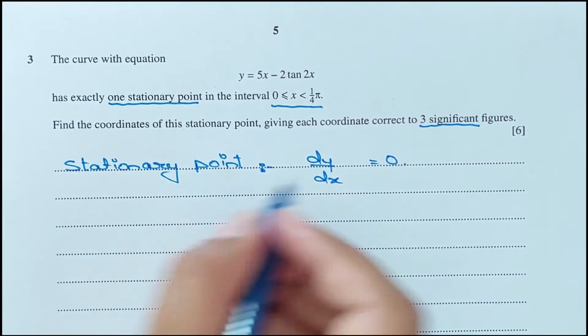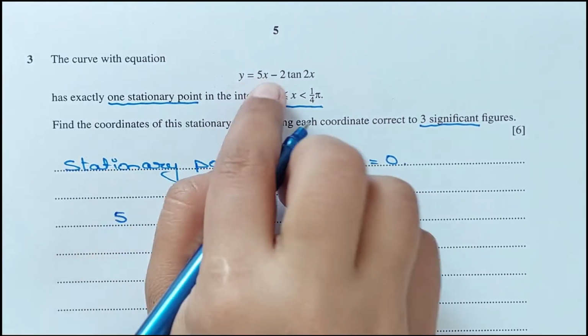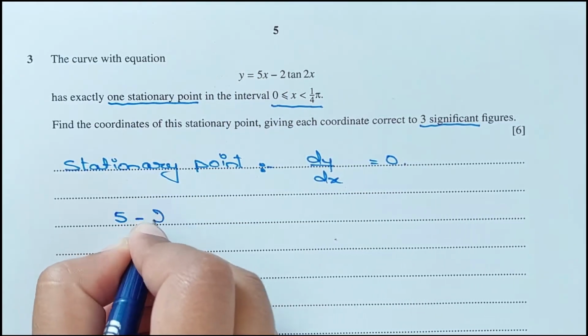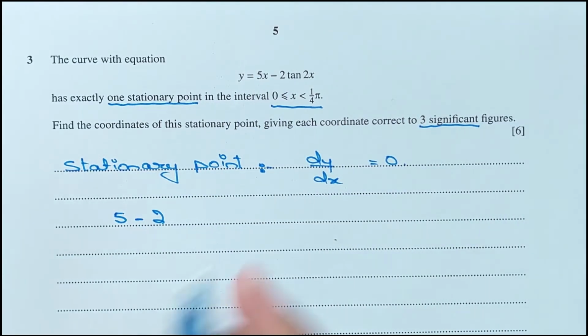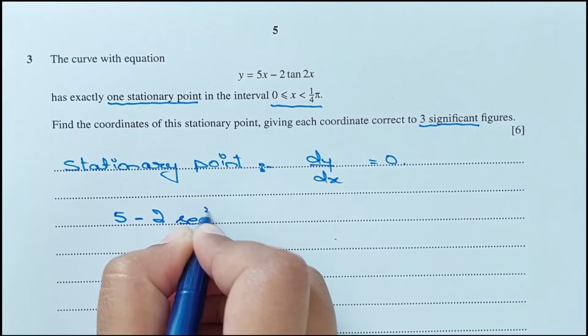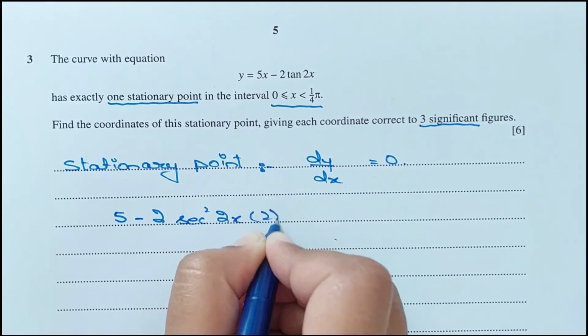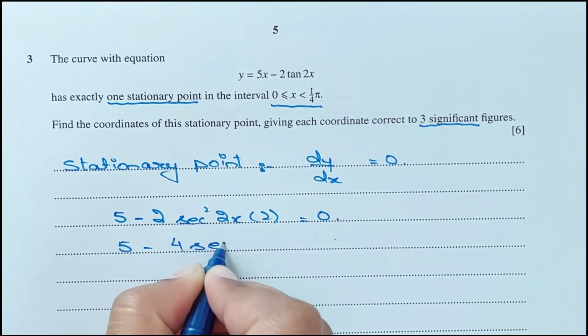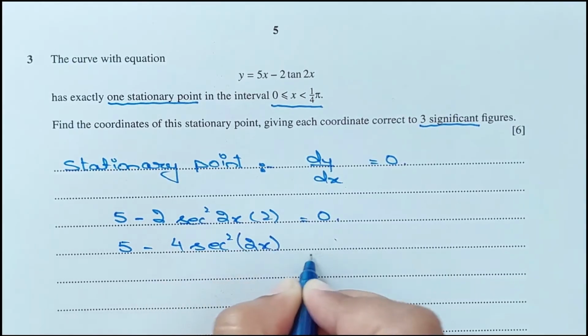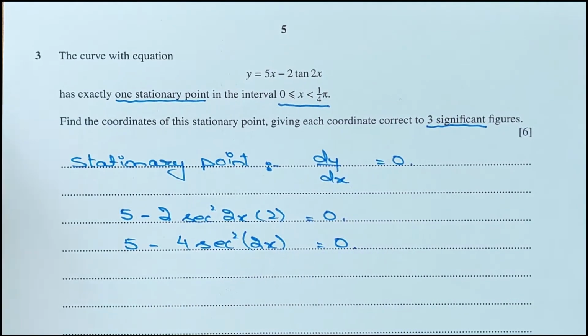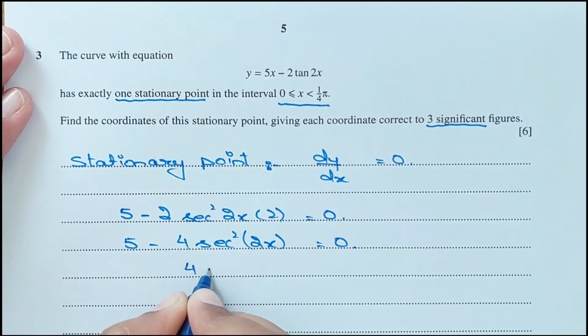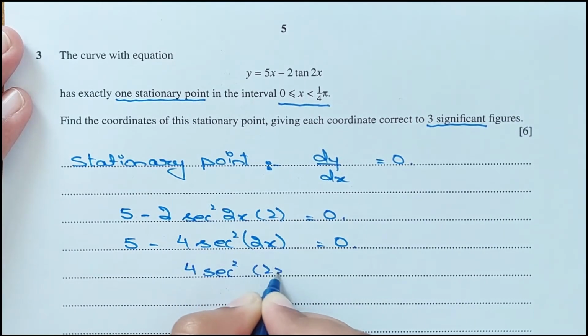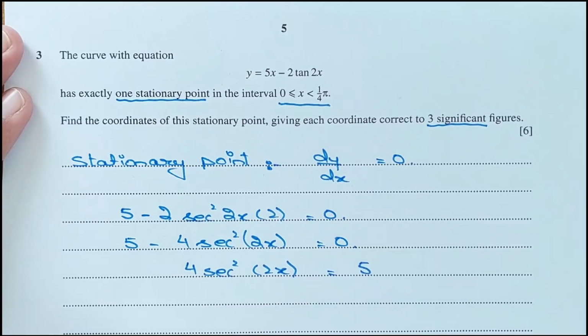So let me calculate dy by dx. So this is 5, and the x derivative is 1 minus 2. The derivative of tan x is secant square x. So here we have secant square 2x, and the derivative of 2x is 2, equals 0. 5 minus 4 secant square 2x equals 0, right? Now we can say 4 secant square 2x equals 5, right? And secant square 2x is equal to 5 by 4.